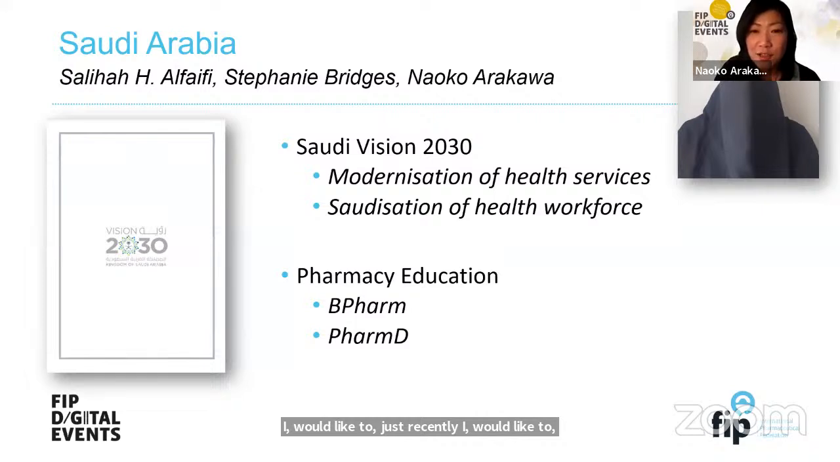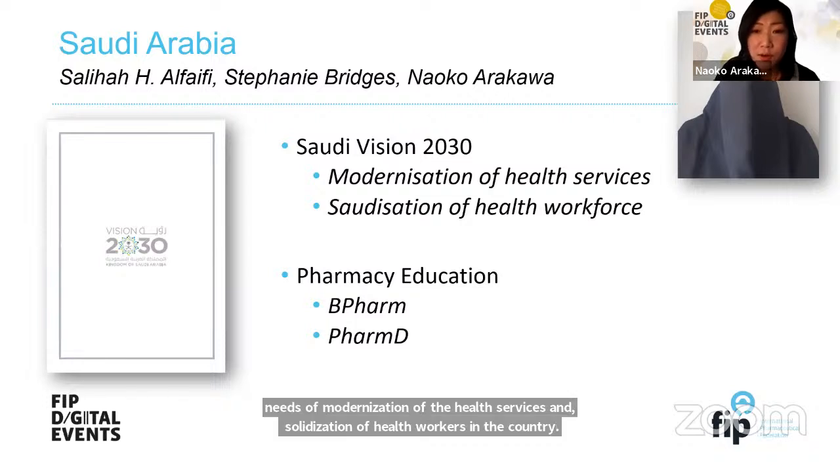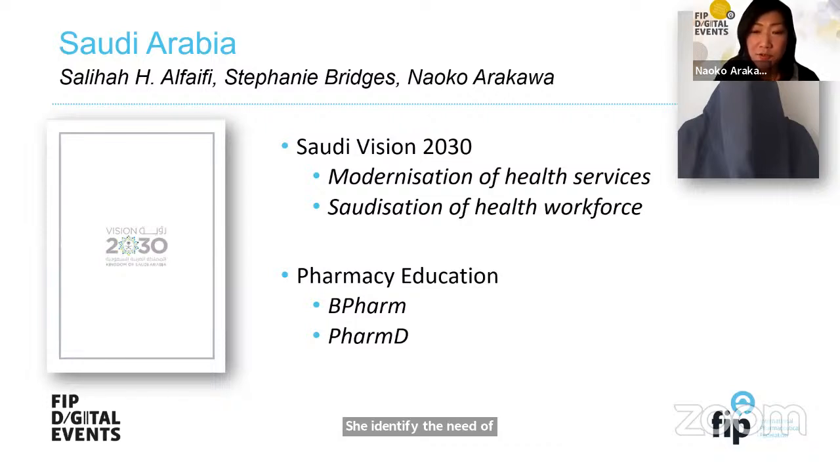So considering the Saudi Vision 2030, which addresses the needs of modernization of the health services and Saudization of health workers in the country, she identified the need of developing the National Pharmacy Competency Framework for foundation level pharmacists in the country. Saudi Arabia has 2 different pharmacy degrees, which are B Pharm and PharmD, and requires a National Competency Framework to investigate if pharmacy education prepared competent pharmacists for modernizing health services.